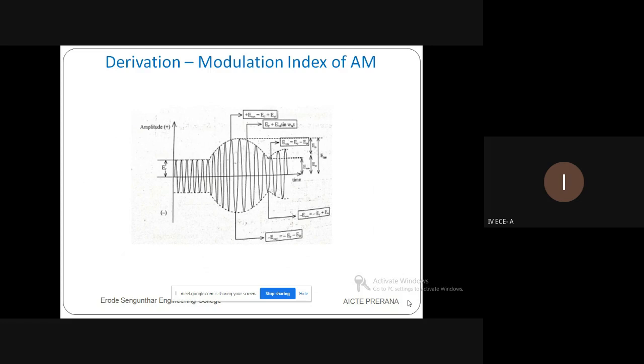Next, we'll discuss the derivation for the modulation index of the AM wave. For this, we are going to consider this waveform.